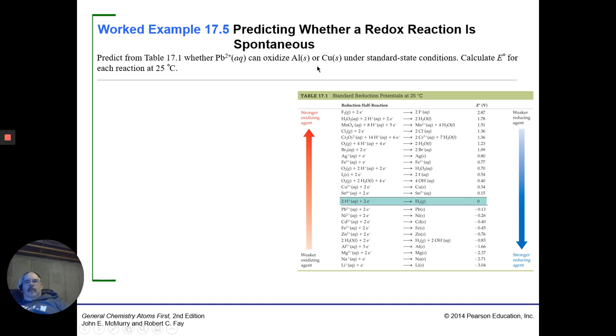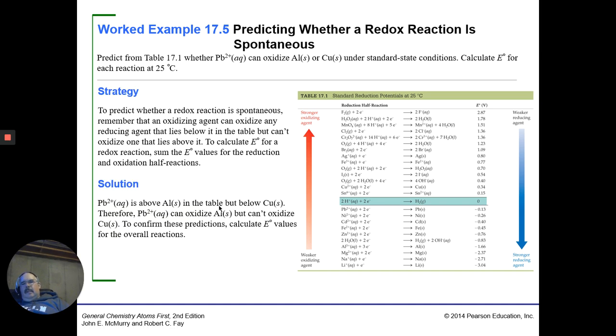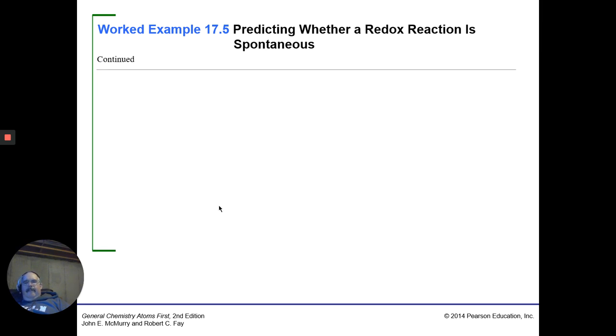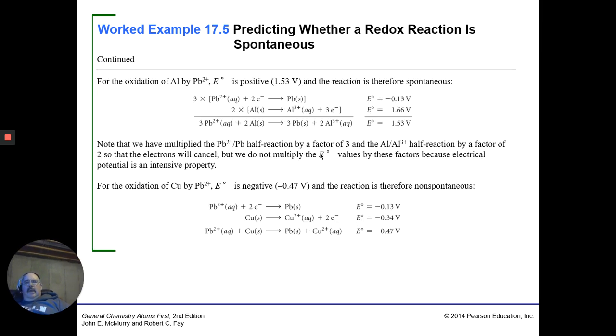Okay, what about copper? Copper is actually above lead-2, and so lead-2 would not oxidize copper. And we can prove that quantitatively. If we assume lead is the reduction, then we use the standard E value as is.